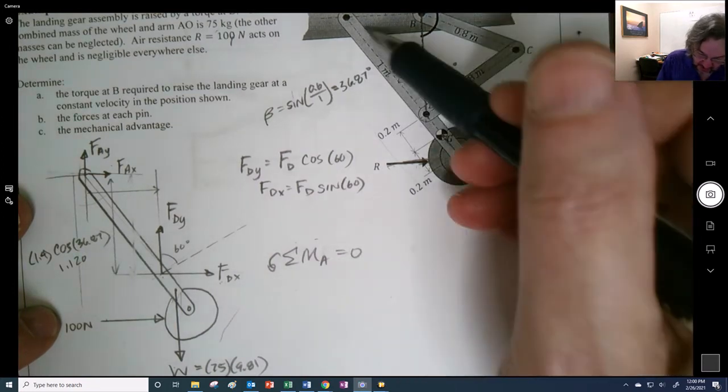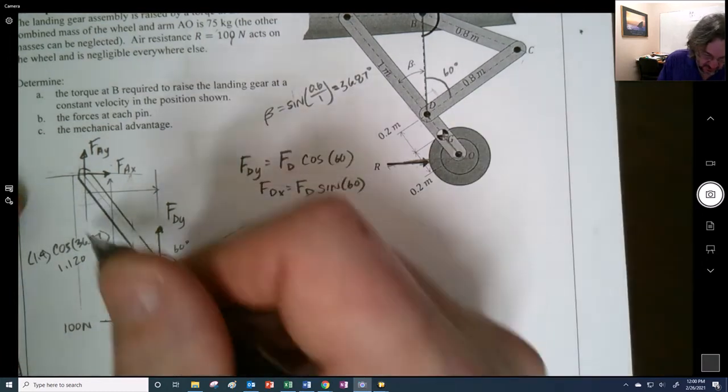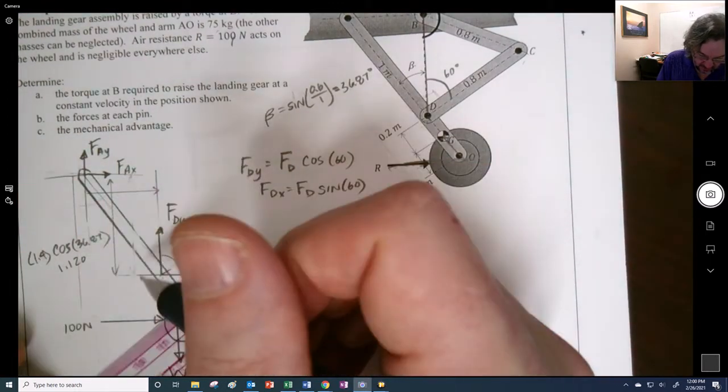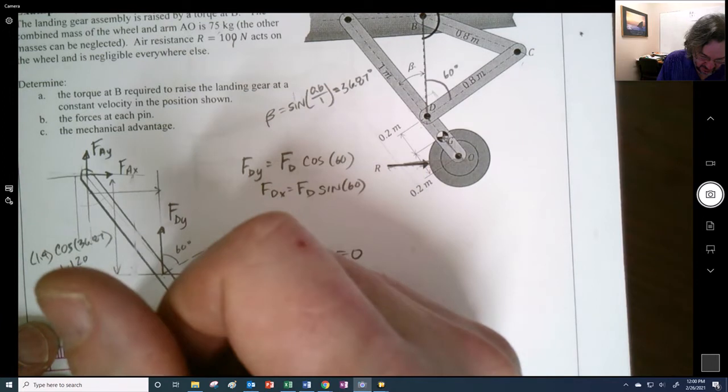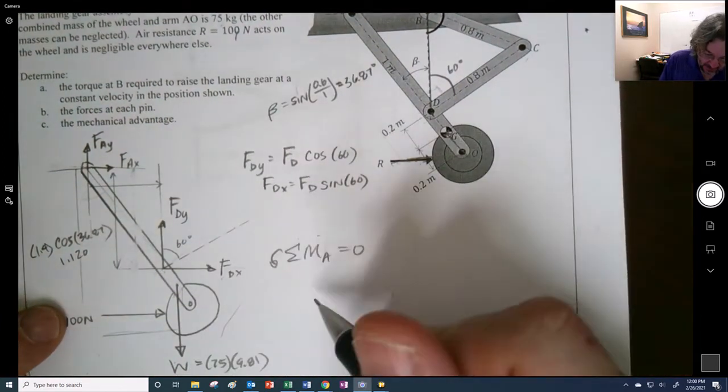Okay, so I think the only one left to do is where this weight is located. So that's going to be 1.2 times the sine, yeah, because if that would come down all the way to there, that would be this distance right in there. So I think I can write that onto the side.